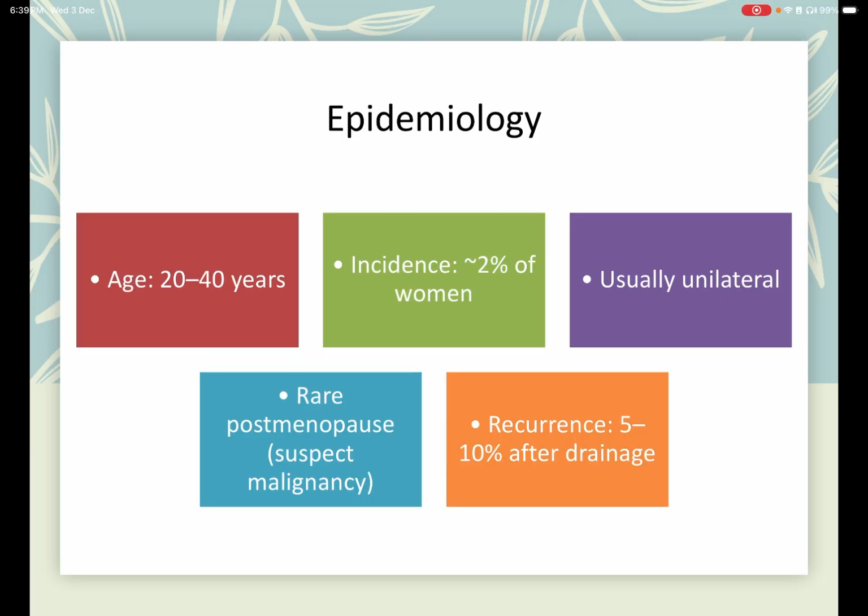Coming to the epidemiology, age group commonly affected is 20 to 40 years and it occurs roughly in 2% of the women, which is usually unilateral, and it is very rare post-menopausal, and if it is there, we have to suspect malignancy, and there will be recurrence of 5 to 10% after drainage in women who have already got a Bartholin cyst.